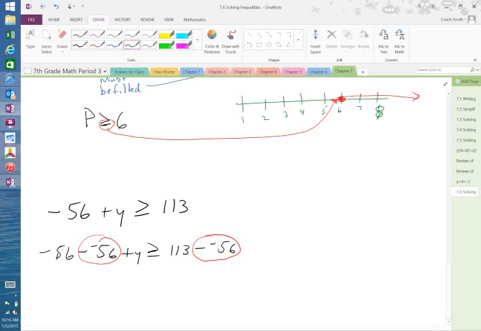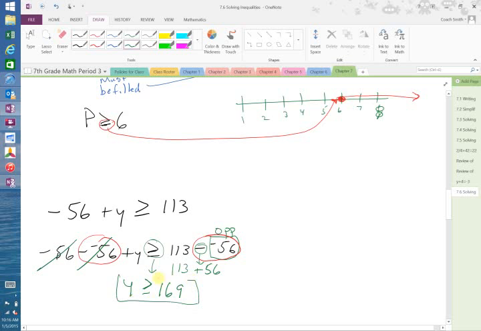Okay, on the left side of the inequality, these two cancel each other out. Okay, that leaving me with y. Now I just simply bring down this sign, greater than or equal to, and this turns to 113. Change that to addition. Do the opposite of that, of the negative 56, which is positive 56. So 113 plus 56 is what? 169. So y is greater than or equal to 169.